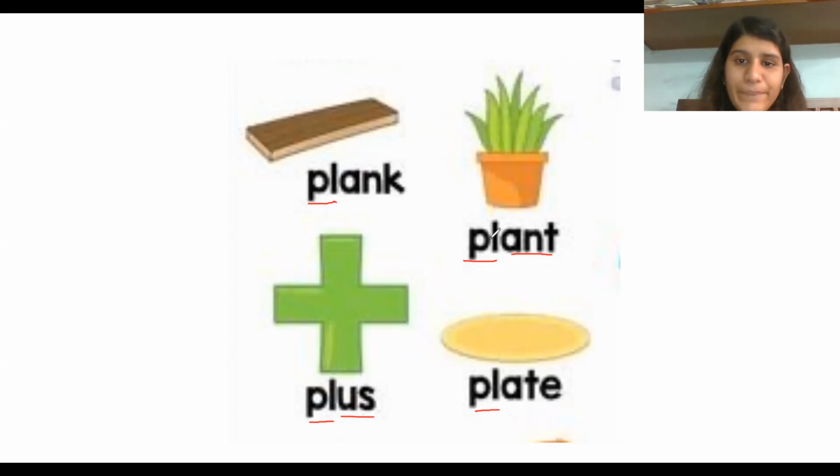Now we will say them together. Plank, plant, plus, plate. One more time. Plank, plant, plus, plate. Faster. Plank, plant, plus, plate. Good job. So what you will do is you will pause your screen and you will say all of these words just the way we did.